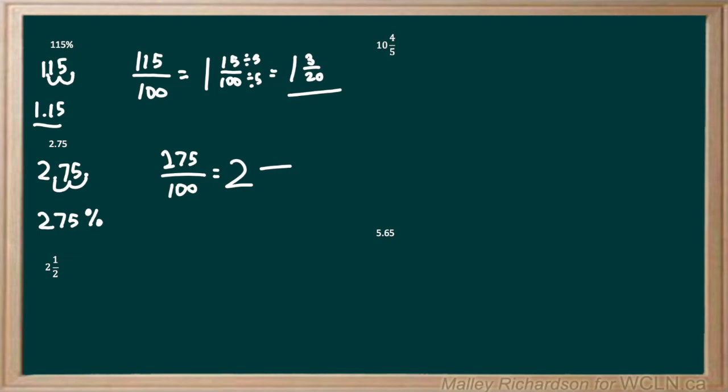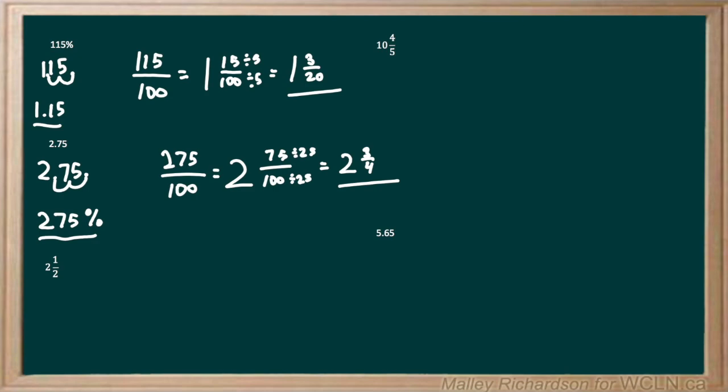Well, 2 times 100 is 200, and 275 minus 200 is 75. So we have 75 over 100 as our fraction beside it. But again, this 75 and 100 can be reduced down if we divide the top and bottom by 25. So now we have 2 and 3/4 as our fraction. So 2.75 as a percent is 275%, and 2.75 as a fraction is 2 and 3/4.